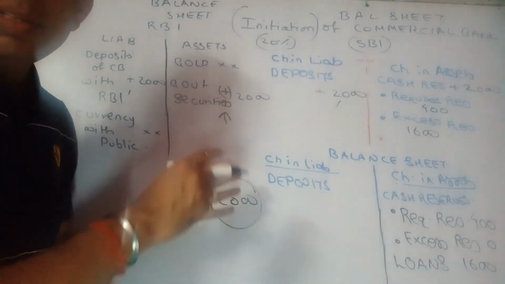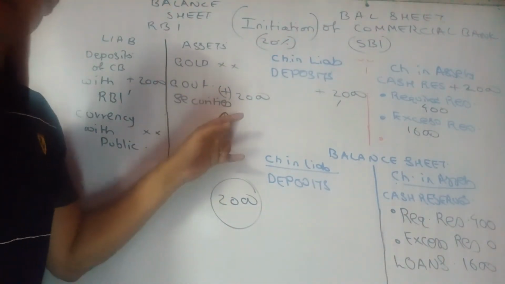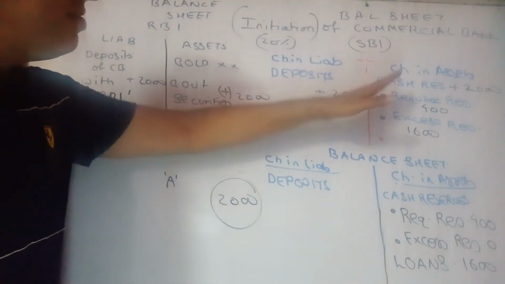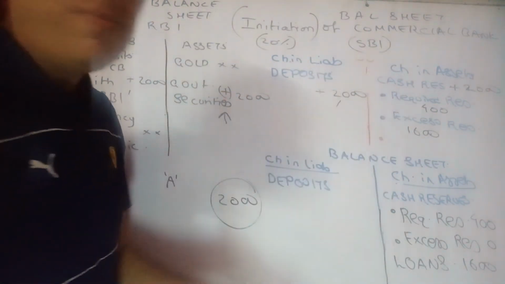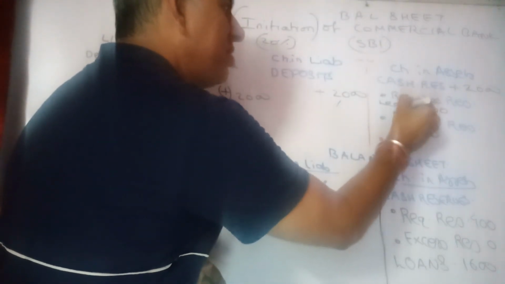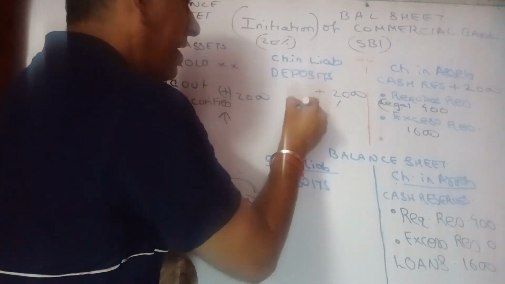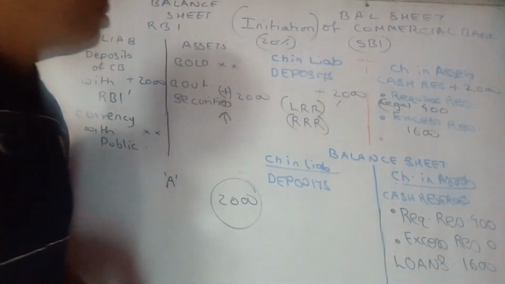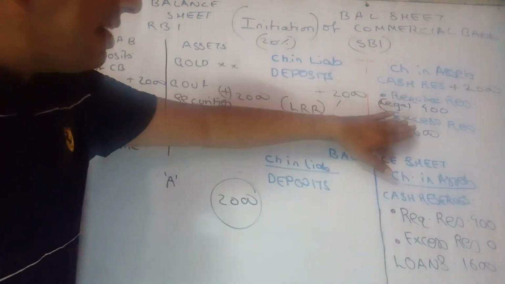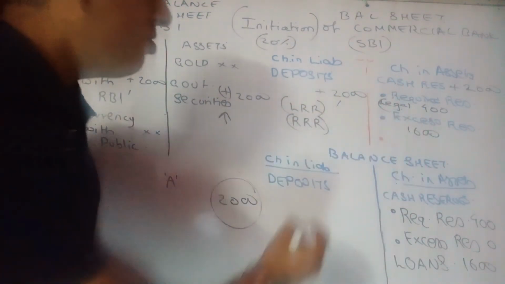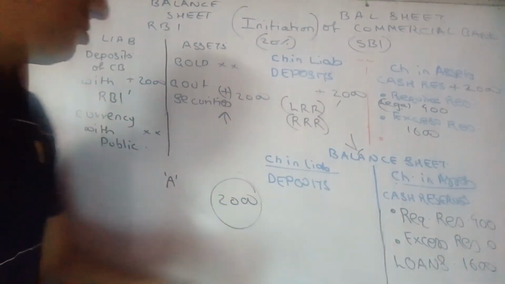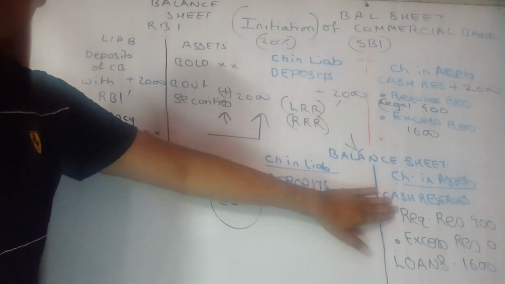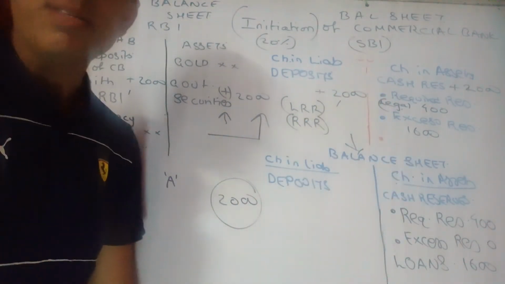Now that's how the initial 2000 increases the liability as well as assets of RBI, and then it goes into the commercial bank, which after keeping the required amount of reserve, also called the legal reserves, decided by LRR or RRR, also called the required reserve ratio, can use the excess reserves for converting into loans. So that's how the entire process works, from central bank to commercial bank, moving into an increased amount of loans given to various individuals. Thank you.